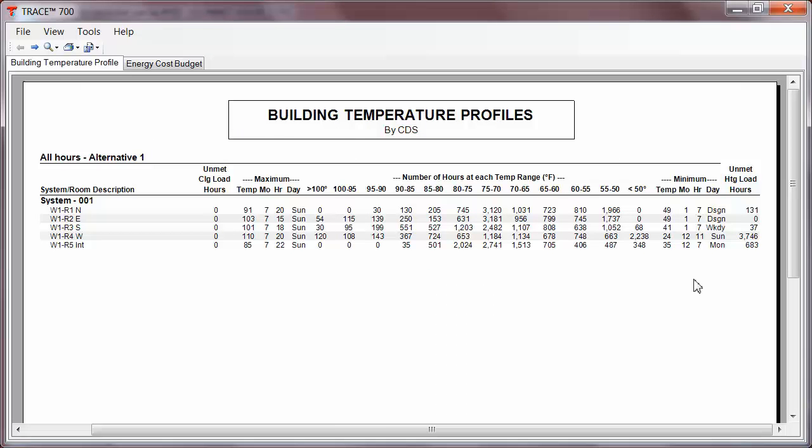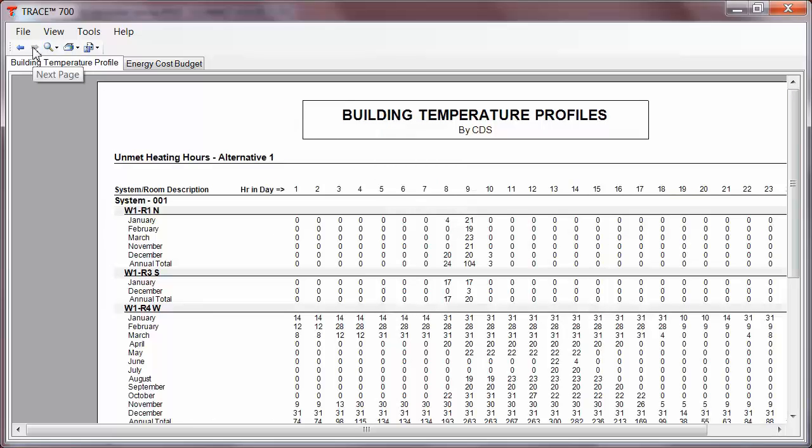The second report is the Building Temperature Profile Report. This report allows you to view more granular information about unmet load hours and has a detailed accounting of unmet cooling and heating hours associated with each room per system. In this example, we can see that all the rooms are triggering unmet hours. If we page through this report, we will see an unmet hours section that provides more information about the months that the unmet hours are occurring in each room.